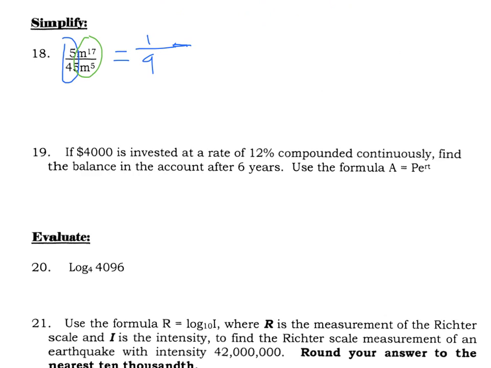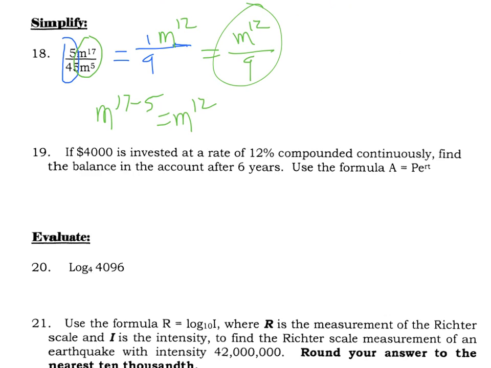And then the m's also cancel. But I can only cancel or simplify m's with m's. Now you can think of this a couple of ways. I can either think of it as 5 of the m's canceling with 5 on the top. Or remember, I can subtract the exponents. m to the 17 minus 5 is m to the 12th, no matter how you look at it. So I'll get 1m to the 12th over 9, which you can just write as m to the 12th over 9.